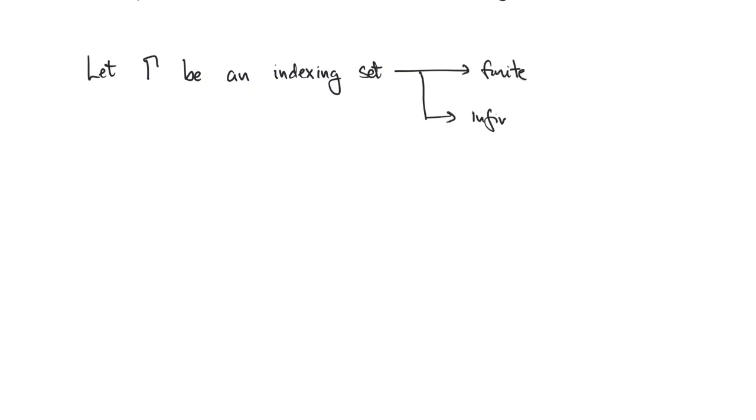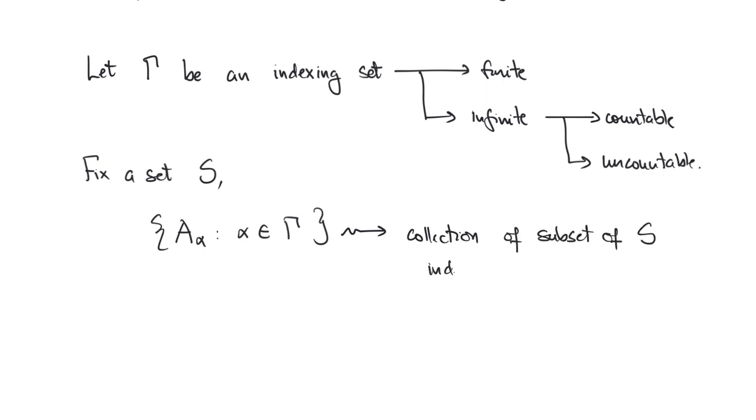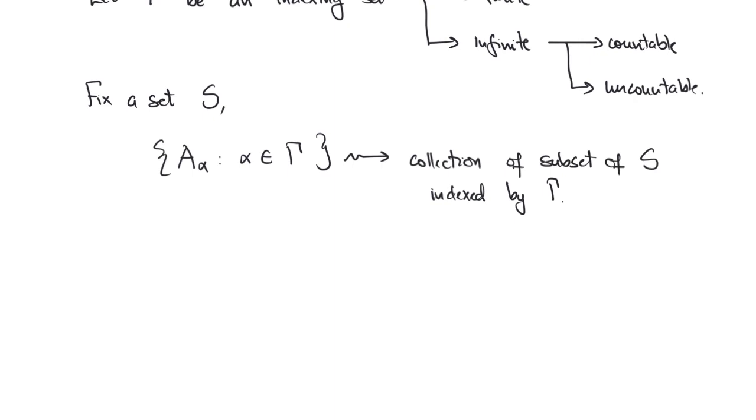So let gamma now be an indexing set. So gamma can either be a finite set or it can be an infinite set. In the case of infinite sets, it can either be countable or uncountable. In either of these scenarios, we can fix the sample space and let A alpha, for alpha inside gamma, be a collection of subsets of script S.